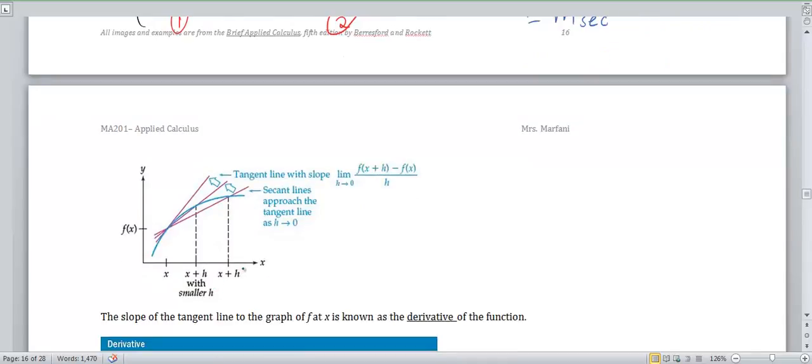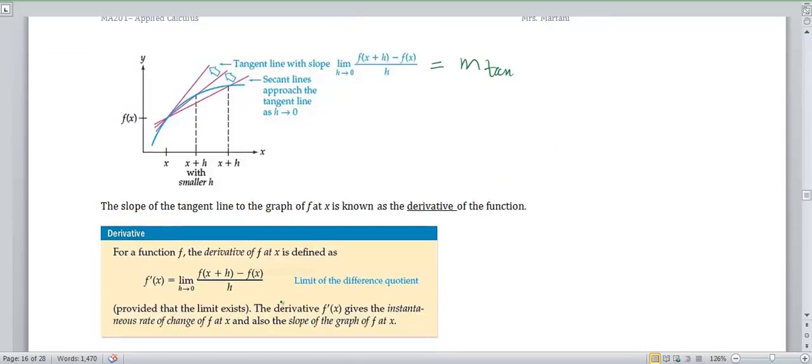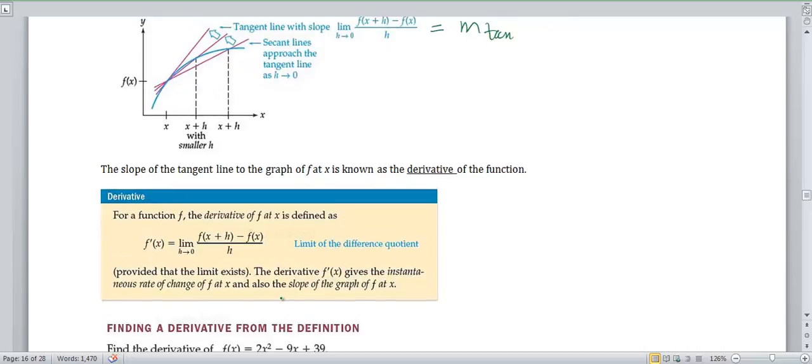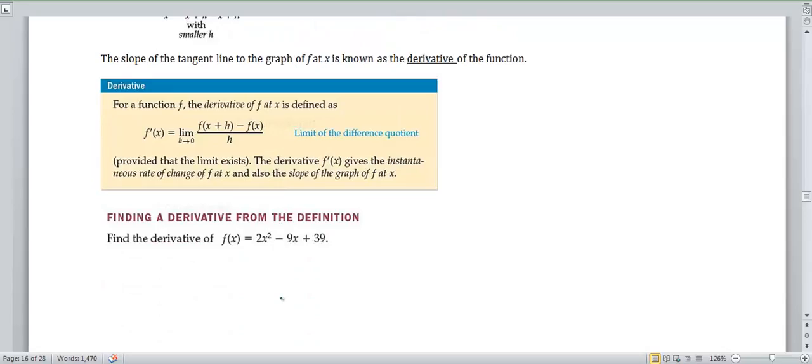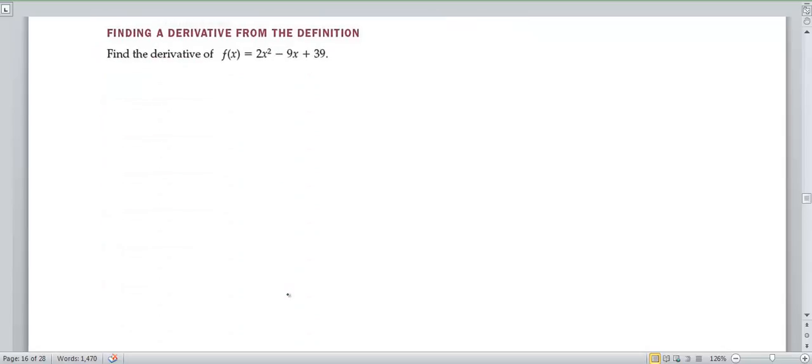So the limit as h goes to 0 of f of x plus h minus f of x over h is the slope of the tangent line. The slope of the tangent line is known as the derivative of the function. So this is where we are formally defining what the derivative is. It is the limit of the difference quotient. So let's do this example right here.